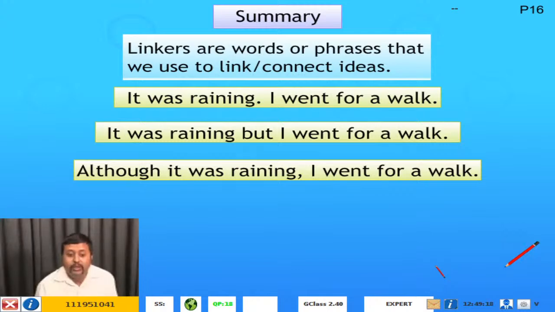So linkers are words or phrases that we use to link or connect ideas. So what are linkers? Linkers are words or phrases that we use to link to what? Connect ideas. So this is what linkers were. Phrases were what? Group of words with a special meaning, and linkers are what? Group of words that are used to connect ideas, right?